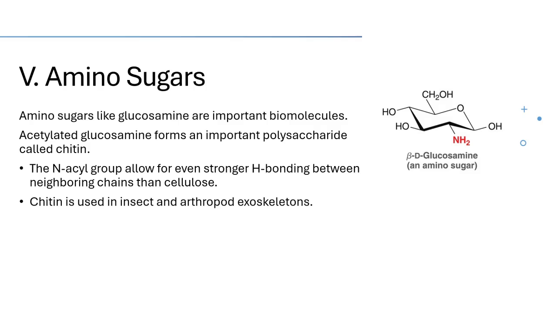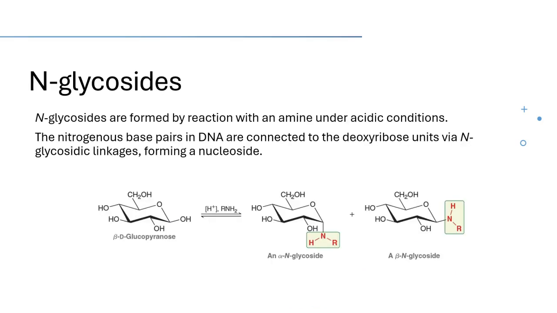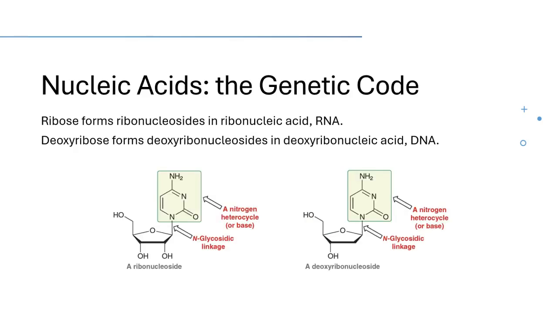N-glycosides are formed by reaction with an amine under acidic conditions. The nitrogenous bases are going to be the base pairs in DNA that are connected to deoxyribose units via N-glycosidic linkages, forming a nucleoside. Nucleic acids are the genetic code. Ribose forms ribonucleosides and ribonucleic acid, RNA. Deoxyribose forms the deoxyribonucleosides and deoxyribonucleic acid, or DNA.